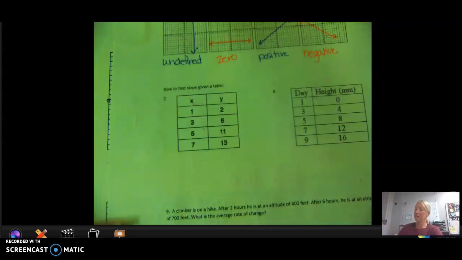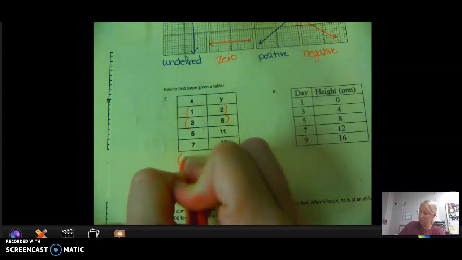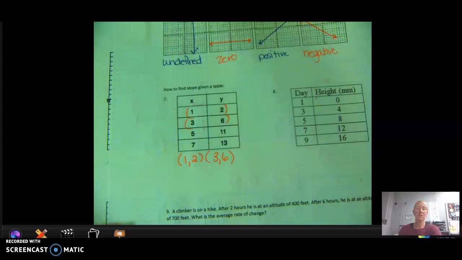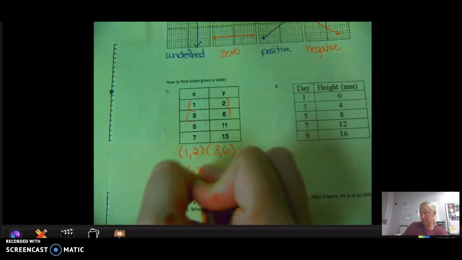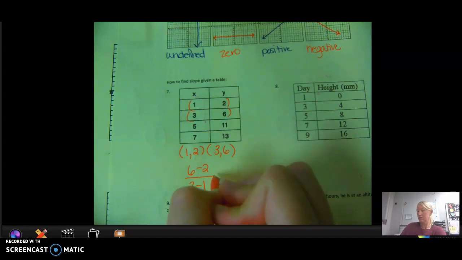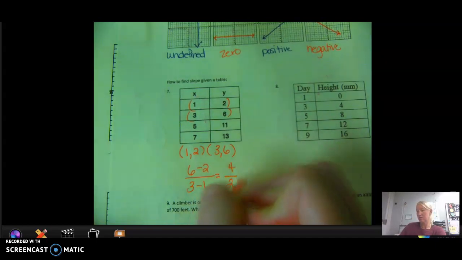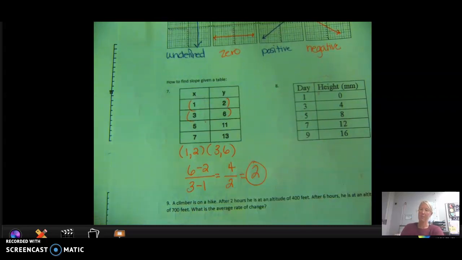So find the slope given the table. Here's a point, and here's a point. I'm going to take those two points out: (1, 2) and (3, 6). Once I've taken those two points out, I can just use my formula of y2 minus y1, so 6 minus 2, over 3 minus 1. 6 minus 2 is 4. 3 minus 1 is 2. 4 divided by 2 gives me a whole number, so my slope is just 2.